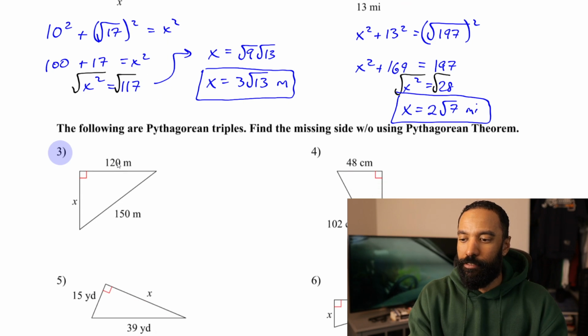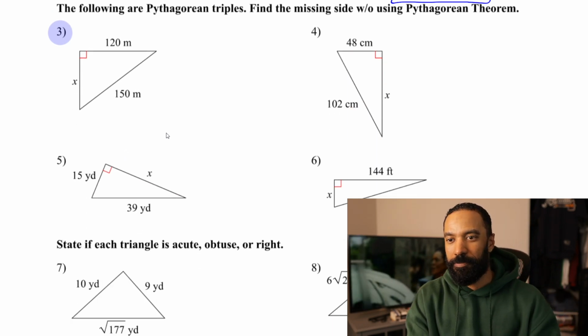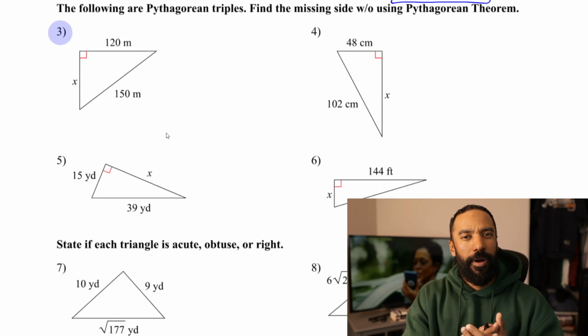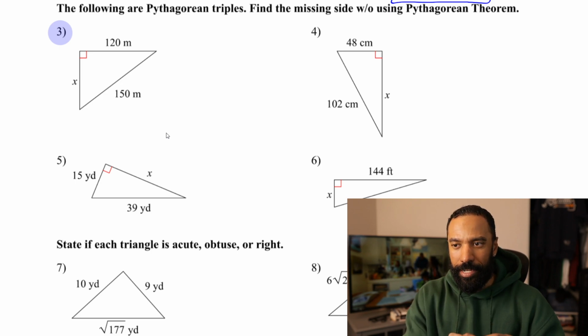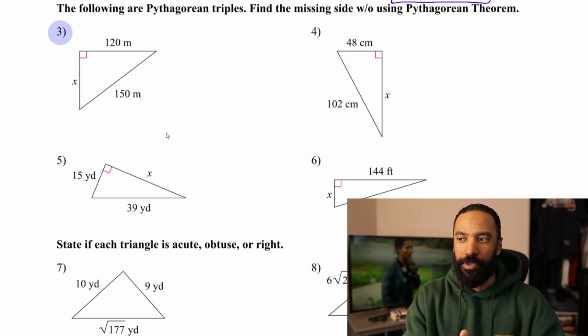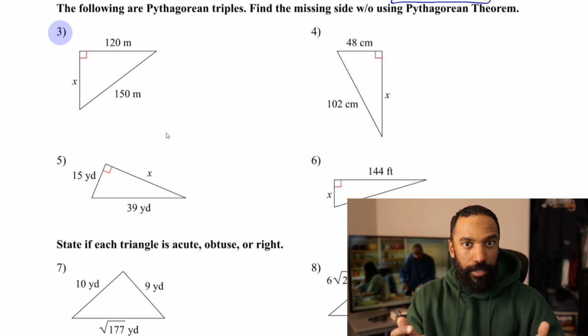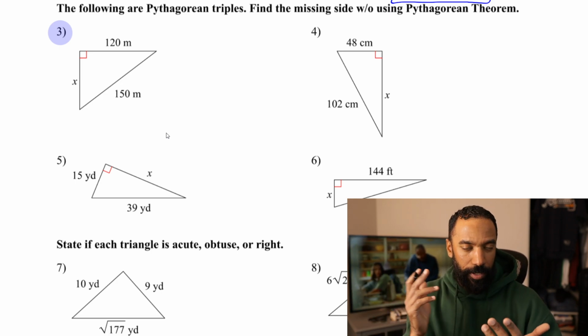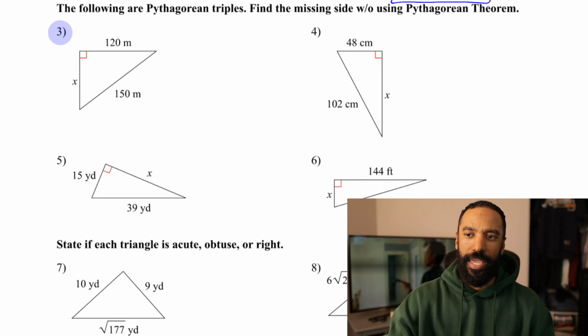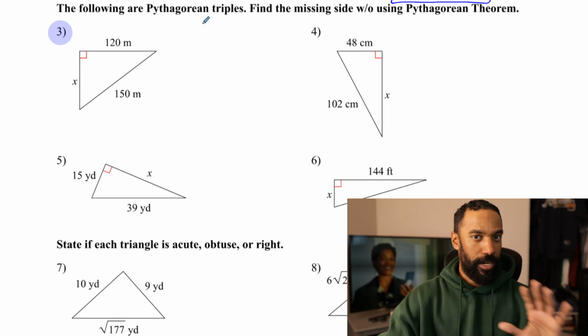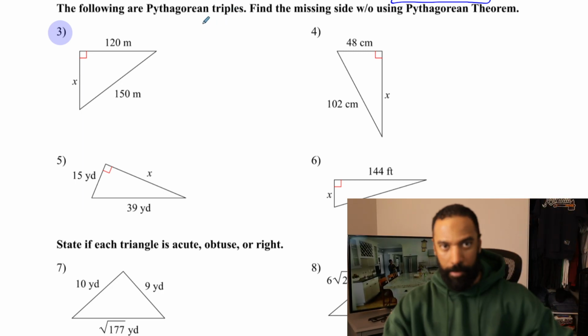Okay, number 3, or numbers 3, 4, 5, and 6. Oh, I remember putting these in. This is still part of the same section. The following are Pythagorean triples. Find the missing side without using the Pythagorean theorem. So you could. A squared plus b squared is c squared. The numbers will get relatively big. But here's the idea. We have some certain Pythagorean triples, and there is an infinite number of them.